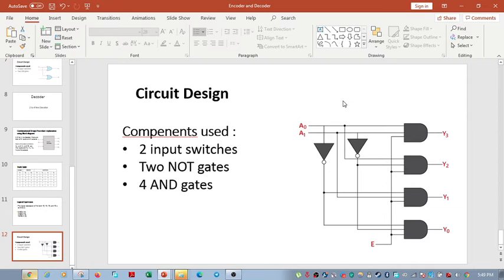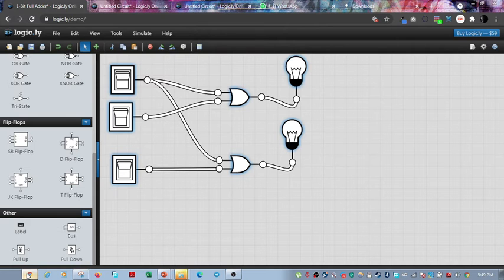This is the circuit design of the decoder. We have 4 AND gates and 2 NOT gates. Here the inputs are connected with the AND gates directly and indirectly through the NOT gates. Let us now look into the simulation. This is the simulation of the encoder.